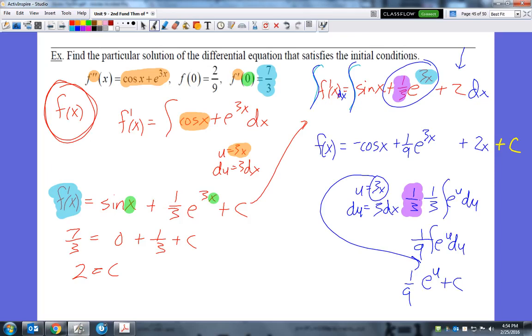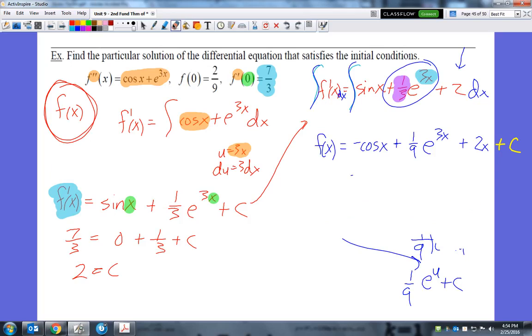Now the plus c I wrote at the very end, we only need one of them. So I'm going to move this over just a little bit so it's a little bit neater. 1/9 e to the 3x plus 2x plus c. Okay, so from here we're going to solve for c. Let me make some room. You can rewind the video if you need to. And we're going to use this value here.